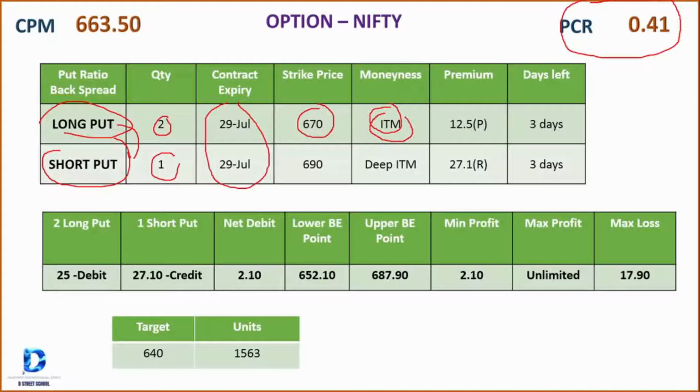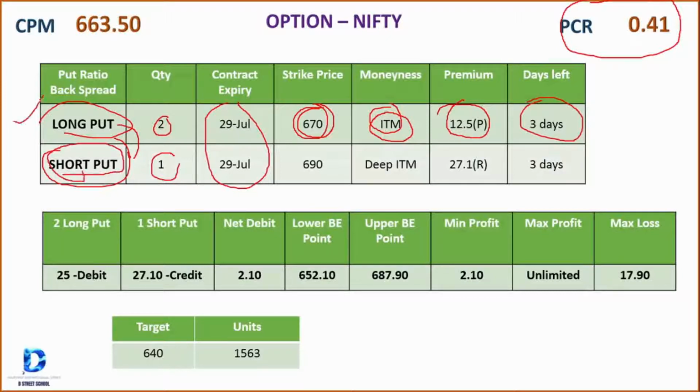I bought two long put contracts in the money at the strike price 670. I paid a premium of 12.5. I'm expecting to close this option within a maximum of 3 days, from Monday to Wednesday. For the other leg, we sell a short put.